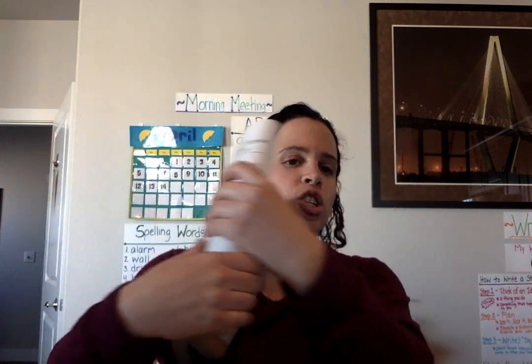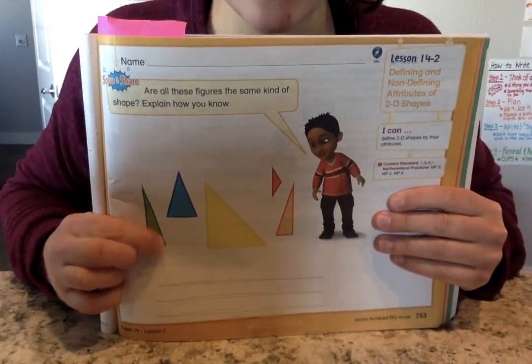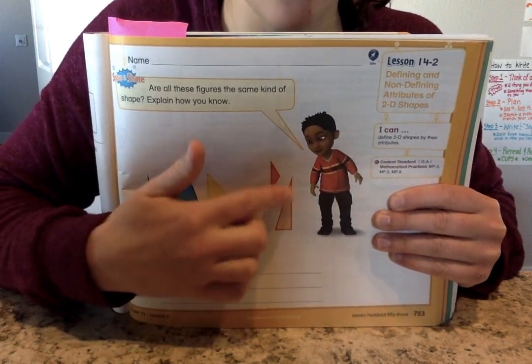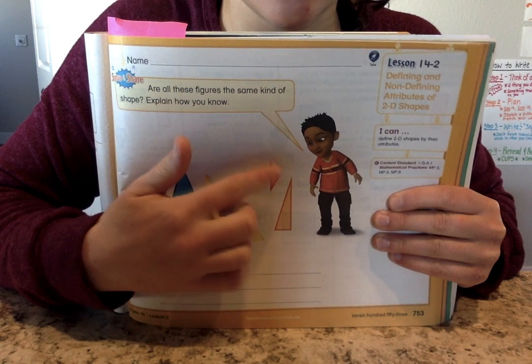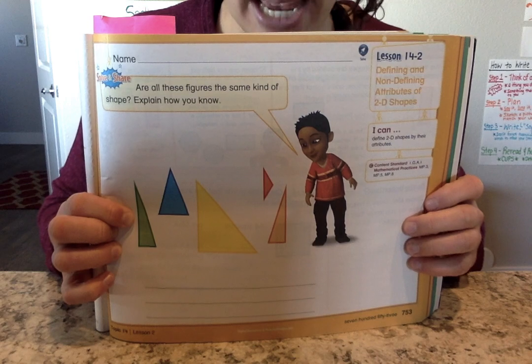So, were all of these the same shape? If you said yes, you are correct. What shape? 3 sides, 3 vertices makes it a triangle. Now, they were all different kinds of triangles, but if you took a look at them, you saw that all of these had 3 straight sides and all of them had 3 vertices. Therefore, all 5 shapes are triangles.